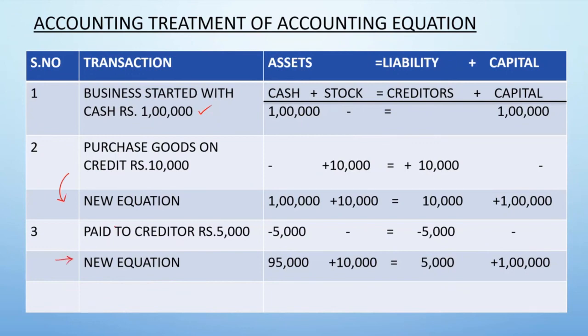After the third equation also we derived the new equation, and we can see both the sides are equated, 1,05,000 on both sides. So we can say we are done with this accounting equation, both the sides are equated. In this manner, in this chapter on the accounting equation, every time the business will try to record all the things in such a manner that both the sides should be equated.